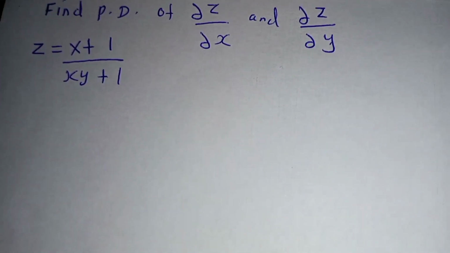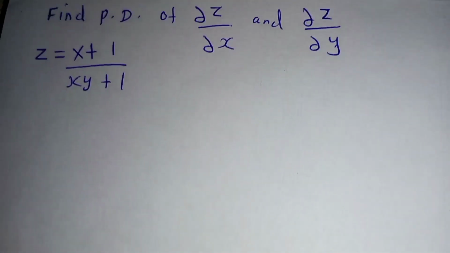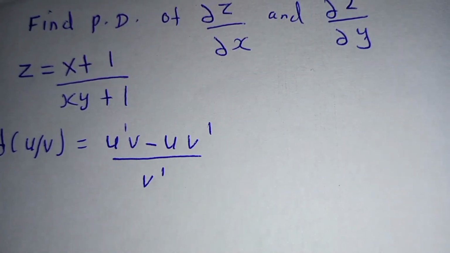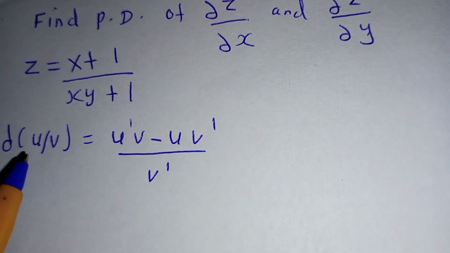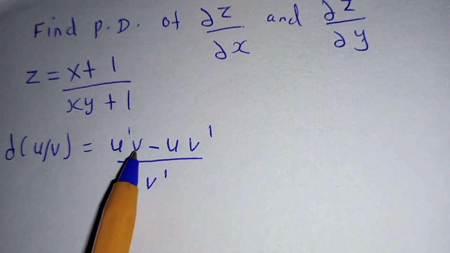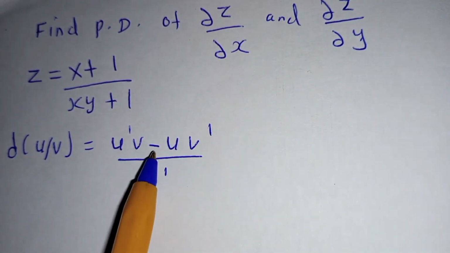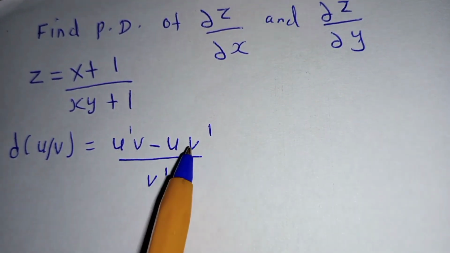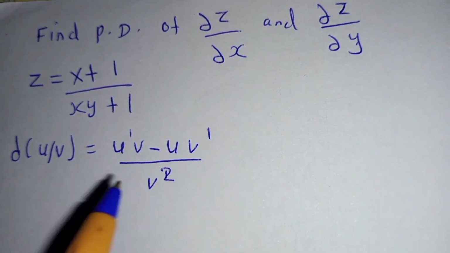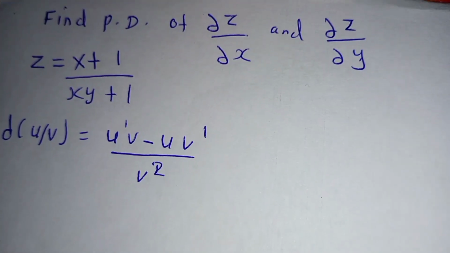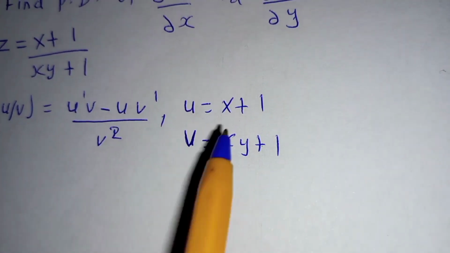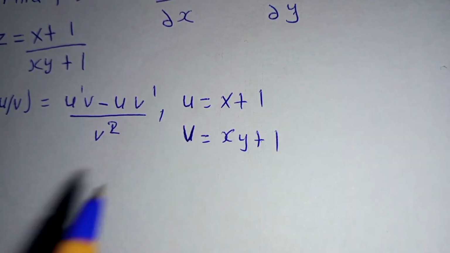To obtain the partial derivative of this equation, we are going to apply what is called the quotient rule. The quotient rule tells you that if you are differentiating a function of u over v, you take u differentiated multiplied by v constant, minus u multiplied by v differentiated, then you divide by the square of v. In our case, function u is the numerator and function v is the denominator.